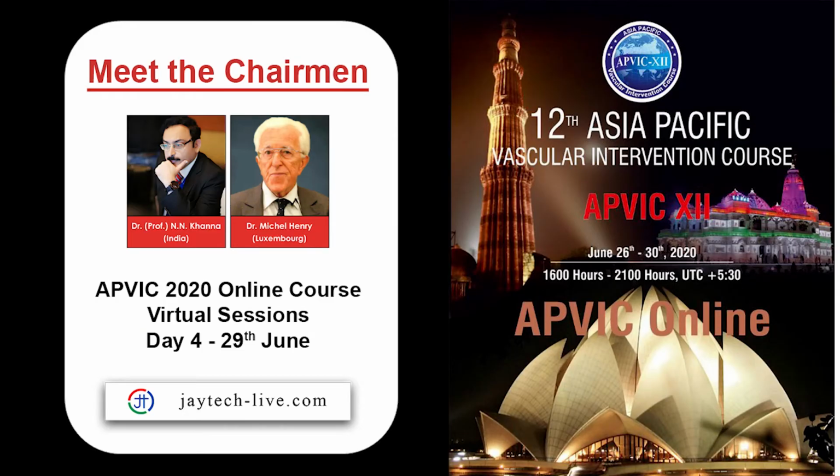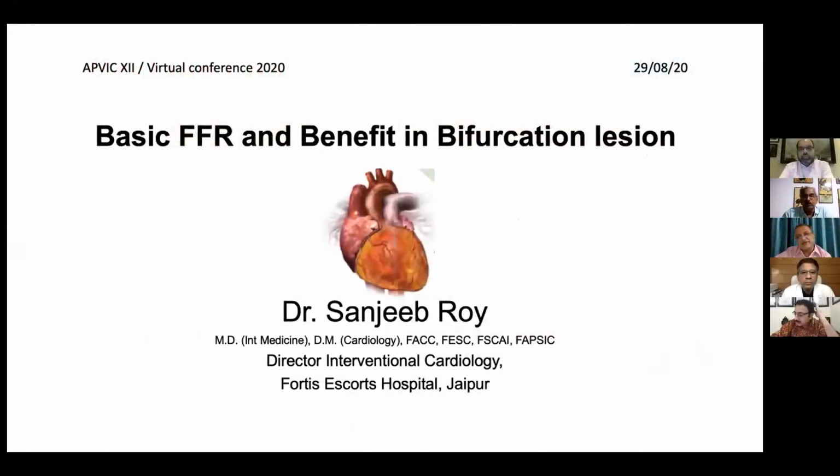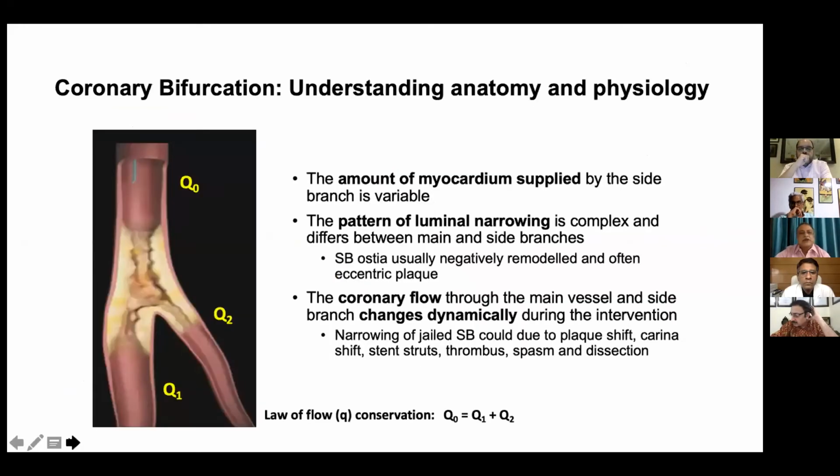Good evening, everybody. So I'm going to discuss the basic FFR and its benefit in bifurcation lesions. So what is the problem in coronary bifurcation lesions? It's a tricky anatomy and physiology. The peculiarities are that the amount of myocardium supplied by the side branch is very variable. The pattern of luminal narrowing is complex and differs between main and side branches.